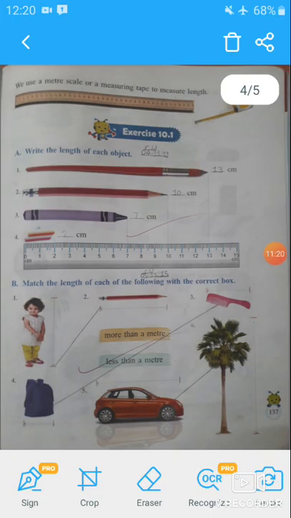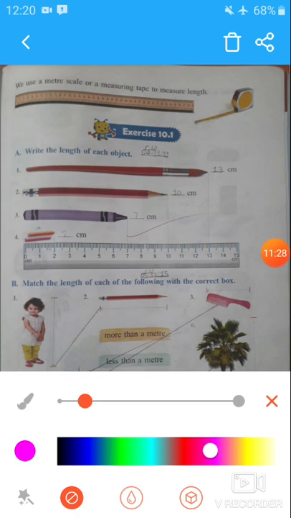Now let's move on to our next topic. Students, we use a meter scale or a measuring tape to measure length. So to measure any short thing, we use centimeter scale. If we have to measure any long things, we use a meter scale or a measuring tape to measure length.